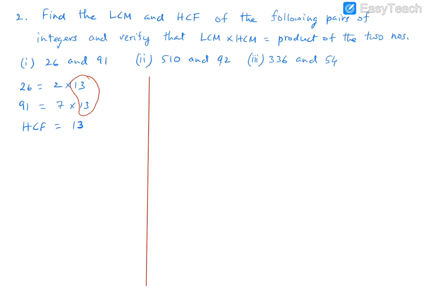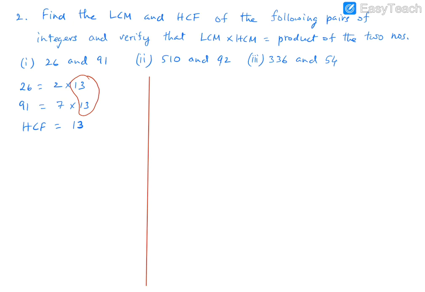So if you recall the definition from the earlier class, the HCF is the product of the smallest power of the common prime factors. So the common prime factor that is available in both these factorizations is the number 13, and the smallest power of 13 that is present there is 13 power 1. So the HCF is 13.